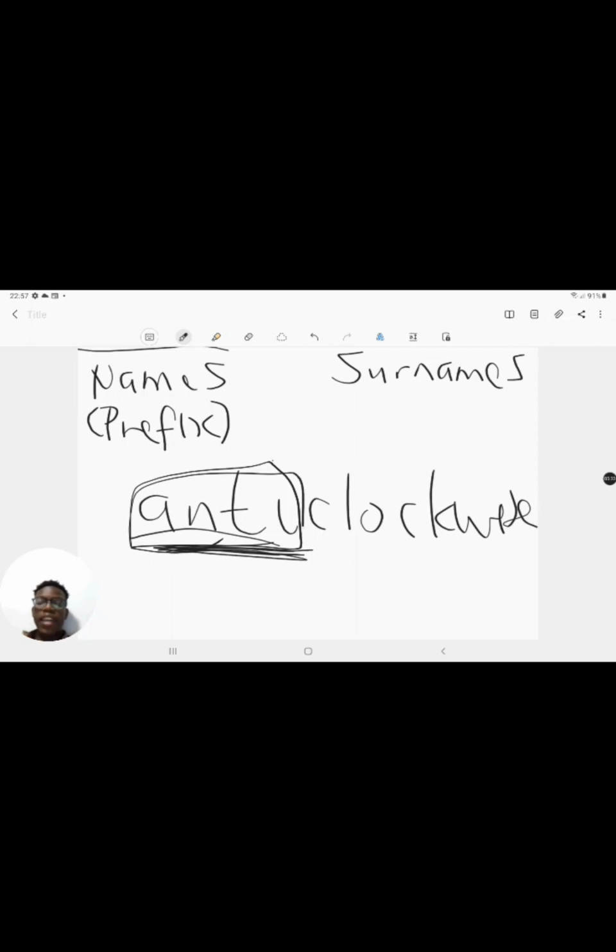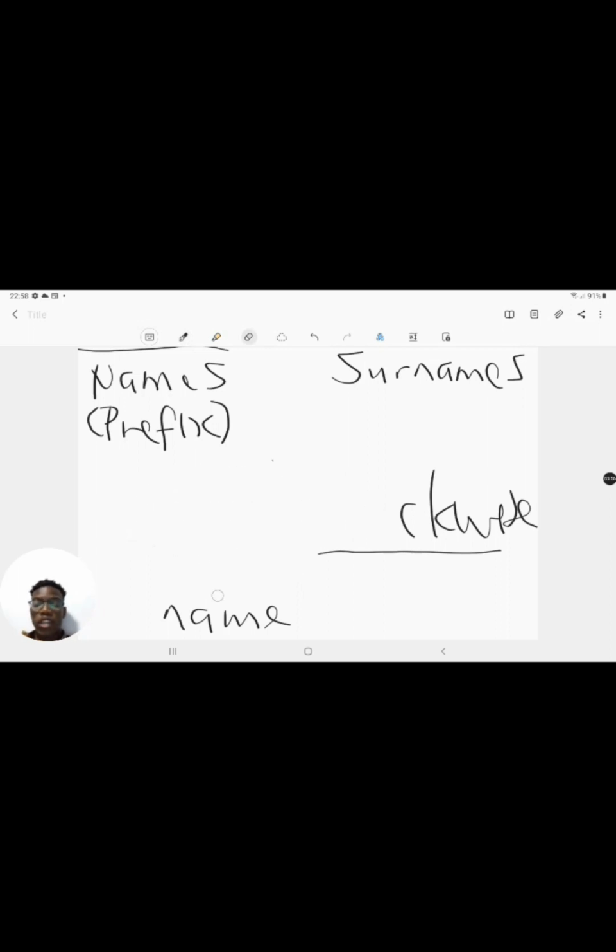You can use the word anti with a bunch of other words, right? And we know that anti means the opposite of, or in contrast to, or against. We know that anti means a certain thing. So this is what I would refer to as the name, and then clockwise is what I would refer to as the surname. So this is basically a prefix. Whenever you're writing tests, don't actually call it a name, the first part. I'm just using that because I'm explaining here now.